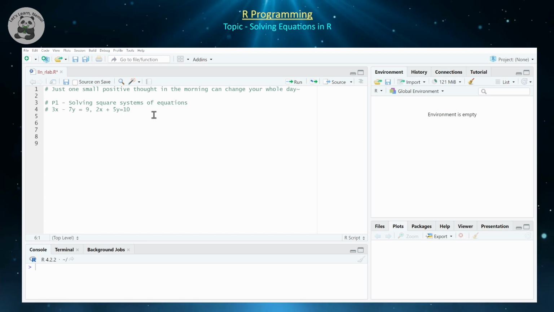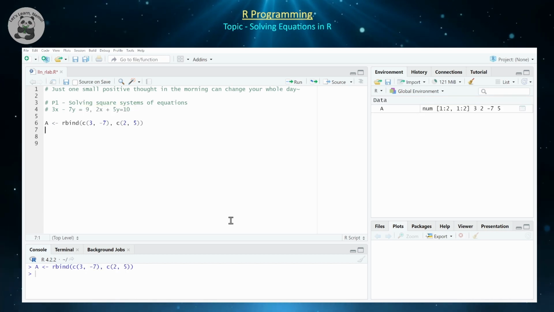So the very first thing that you probably want to do is create two different matrices, or in some sense, one matrix, one vector. The first matrix that you want to create is the coefficient matrix of 3, minus 7, 2, and 5. And make sure that you have x's in the first column, y's in the second column. So what we're going to do is create two rows and then bind those rows together. We're going to bind the first row, which is going to be 3, minus 7, and then the second row, which is going to be 2 and 5.